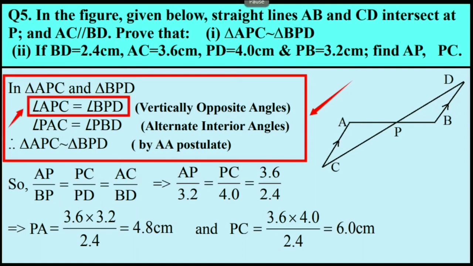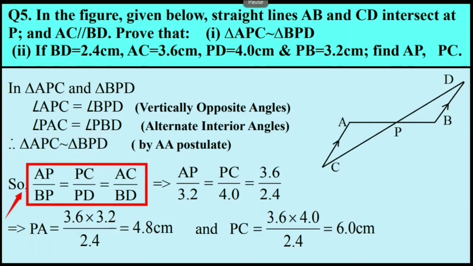The first step, angle APC equal to angle BPD, vertically opposite angles, and it is clear from the diagram. Next step, angle PAC equal to angle PBD. They are alternate interior angles because AC is parallel to DB. Finally, triangle APC is similar to triangle BPD by angle-angle postulate.